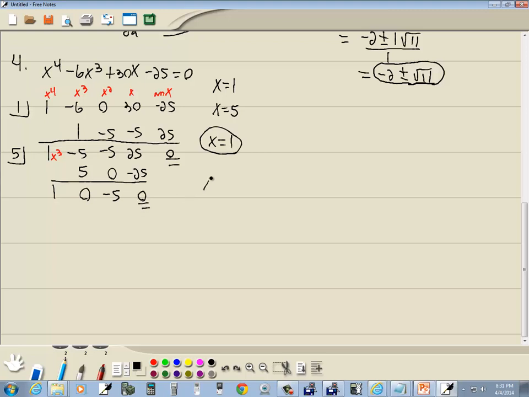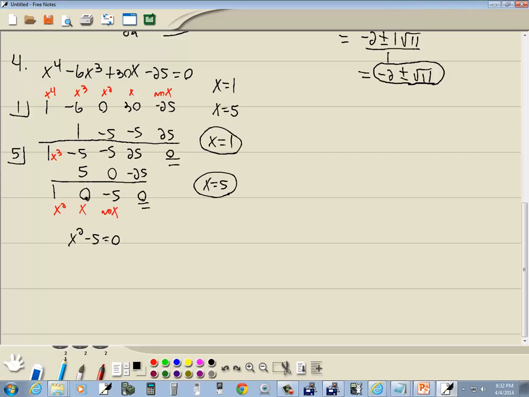Again, no surprise. The calculator told us it has an answer, so you better get a 0 there. Each answer we find takes it down 1 more power. This was x to the 3rd, so we're now down to x squared. This is x, and this is no x. So we got x squared minus 5 equal to 0. And again, we're setting it equal to 0 because we're finding zeros, so you're always setting it equal to 0.